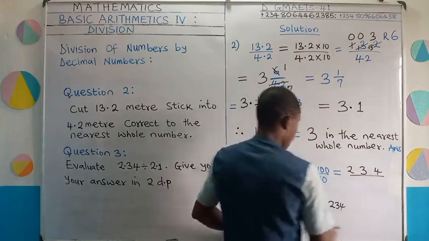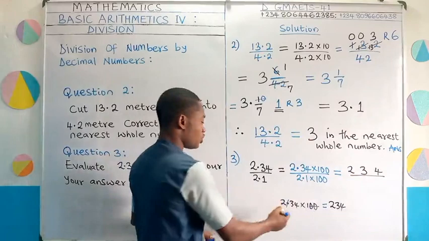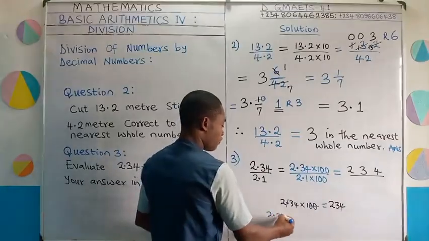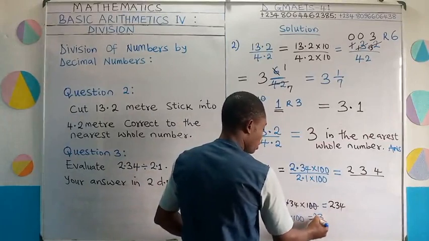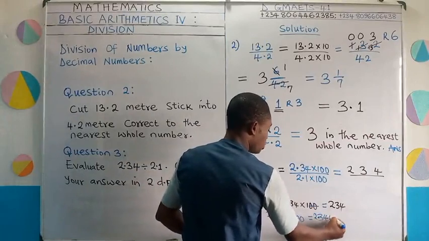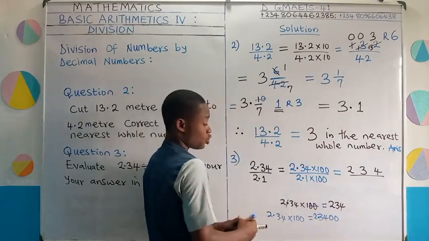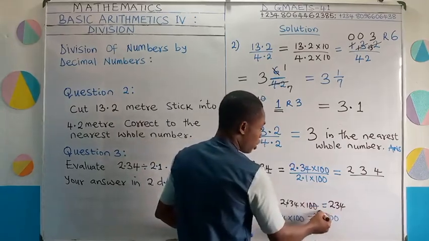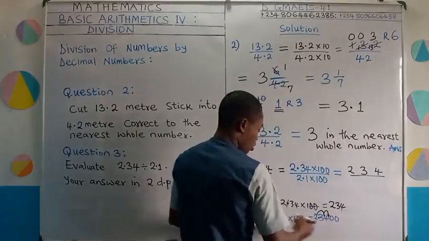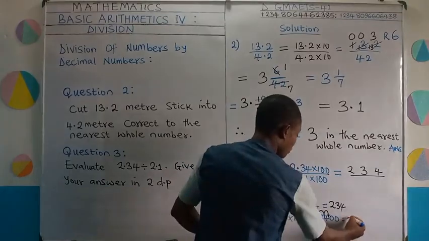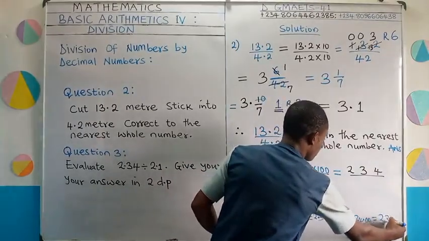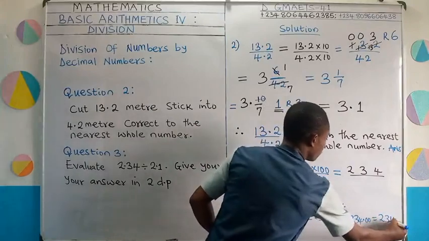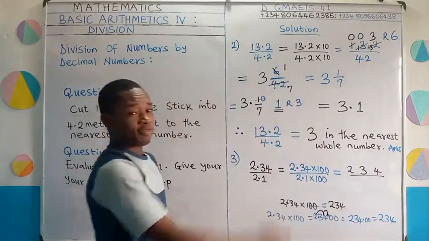234. If you want to use point movement method, the choice is yours. You have 2.34, you multiply by 100, that will give you 2.34. You attach 2 zeros because this is having 2 zeros in 100. Move your point 1 and 2. So if you look at this, this becomes 234.00, which is the same as 234. So you can see, very simple.